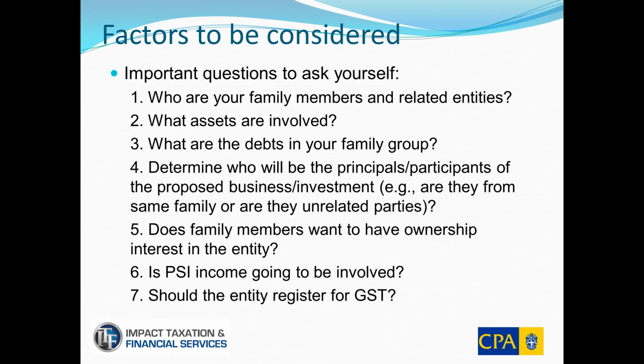Okay, and then the fifth question, does family members want to have ownership interest in the entity? So that's a little bit similar to the fourth question. So if they want to have a distinctive ownership, even though they're family members, you might still want to set up a company structure, because remember, with family trust, no beneficiaries actually have separate ownership of the underlying asset.